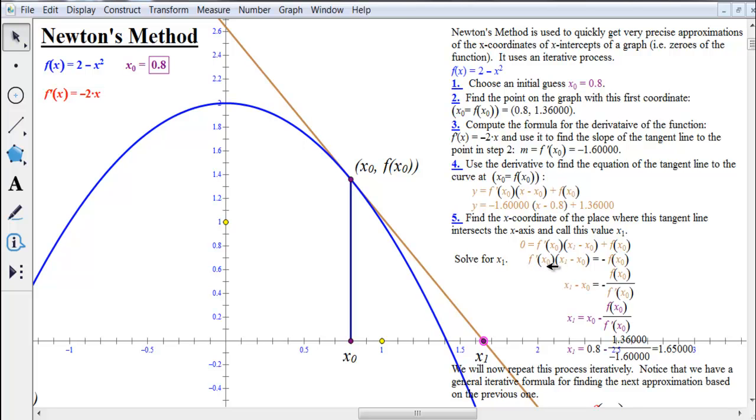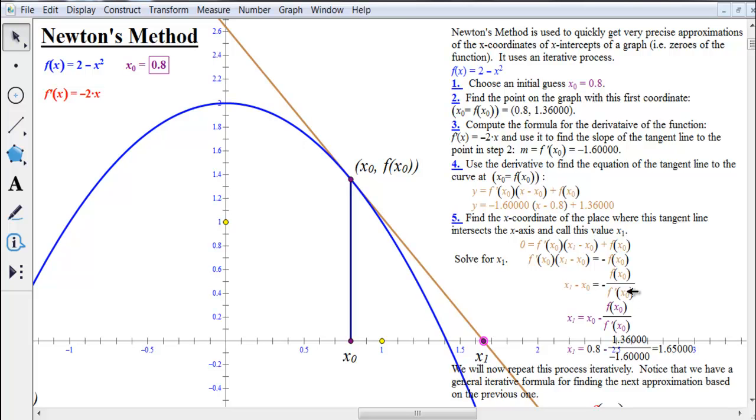So now we have f prime of x sub 0 times parentheses x1 minus x sub 0 close parentheses equals the opposite of f of x sub 0. Now we divide by the derivative to get x1 minus x sub 0 on the side by itself, equals the opposite of f of x sub 0 over f prime at x sub 0.